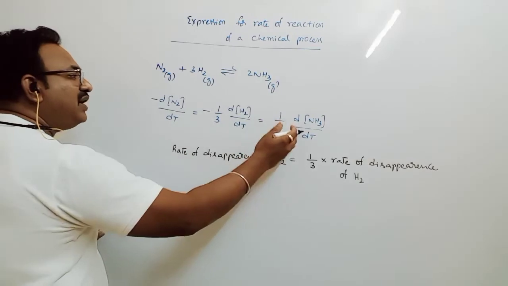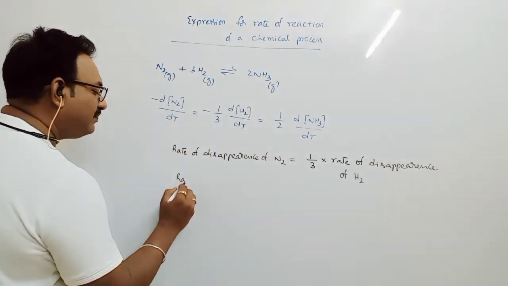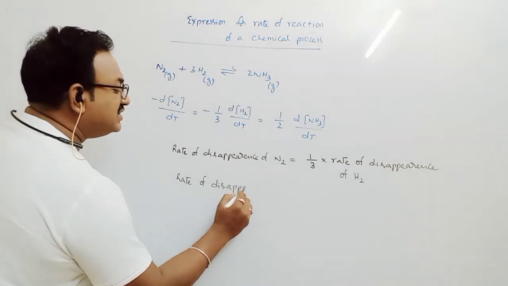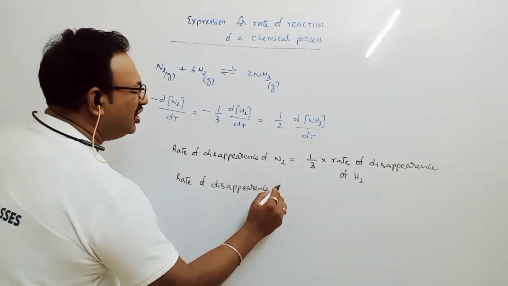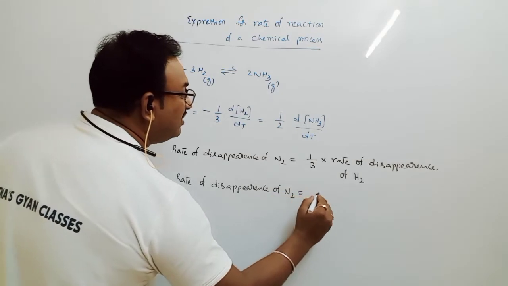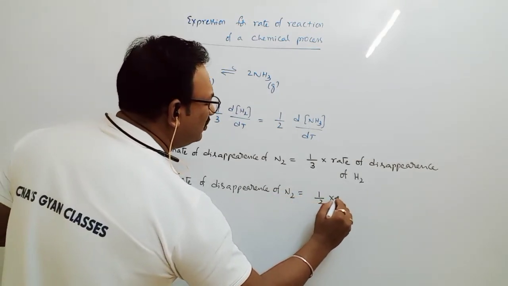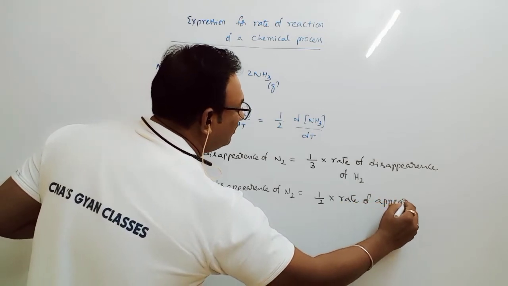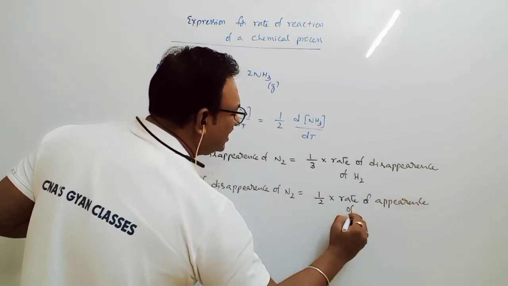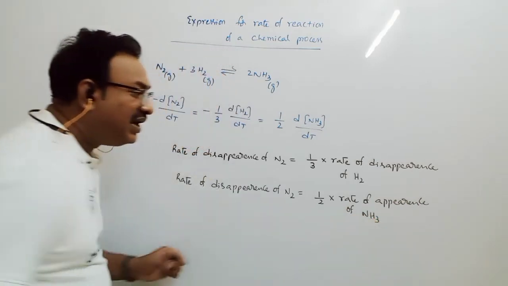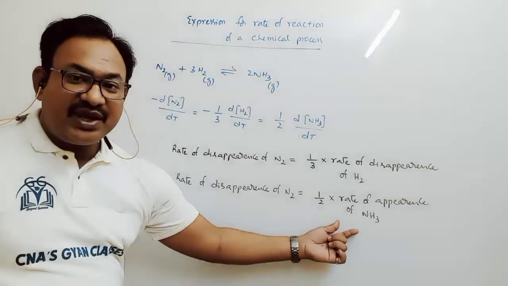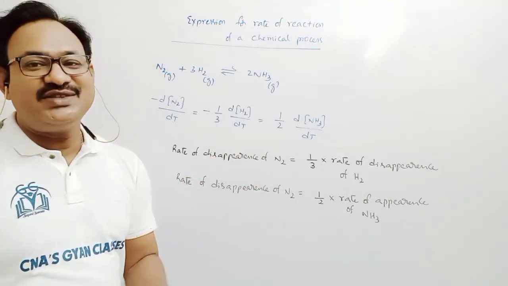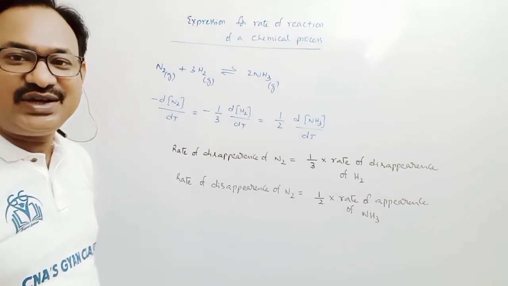Okay, if you want to compare nitrogen and ammonia, then rate of disappearance of N2 is equal to 1 by 2 into rate of appearance of ammonia. If only rate of appearance of ammonia is needed, then what will we do? The 2 will come to this side, so 2 into rate of disappearance of nitrogen. Like that also you can understand.